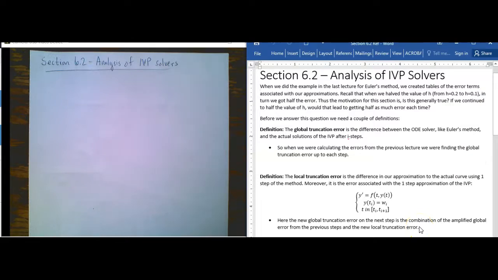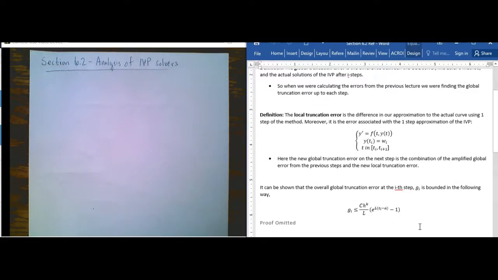So, it can be shown that the overall global truncation error at the ith step is bounded by the following expression here. So G_i will represent the global truncation error on the ith step. It's less than or equal to this weird formula over there. But we won't be concerned with what C and L are. But note that the global truncation error is proportional to h to the k power. So when h gets lower and lower, this term in front gets lower and lower. But you can see that there's this exponential term in there.